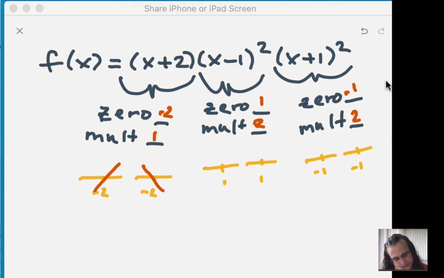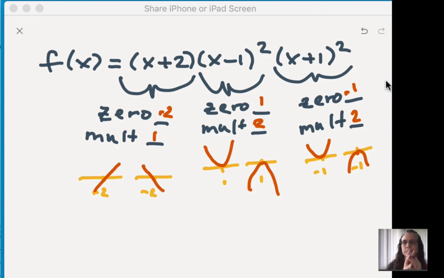When the multiplicity is even, I like to think of it as bouncing. So you have this and this. Those are two possibilities. And the multiplicity is even again, so it's going to look like one of those two things.